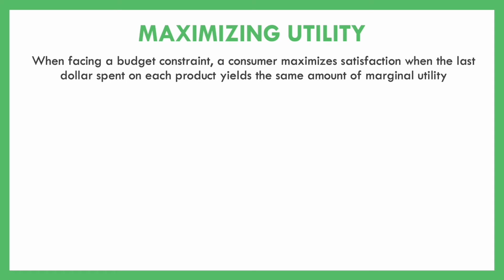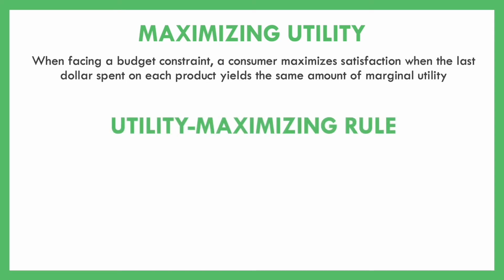And so this brings us to this idea of marginal utility per dollar. And that's actually what we see with our utility maximizing rule. Our utility maximizing rule is what we look at when we want to understand how much of each good, if we're comparing two goods, a consumer should consume when facing their budget constraint in order to get the most utility they possibly can.